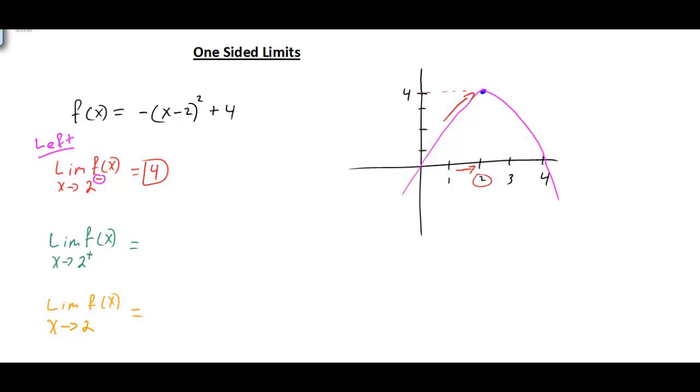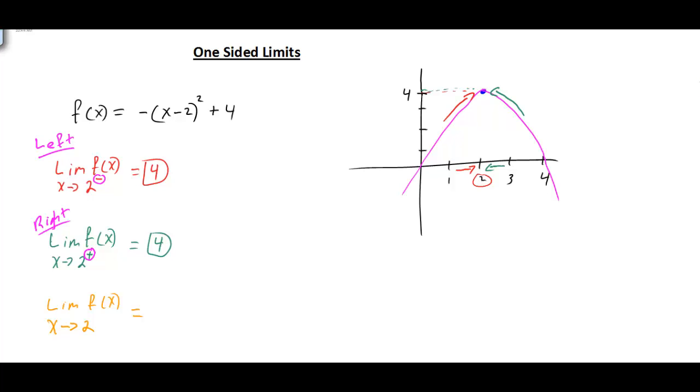Down here in green, we're looking at the limit of the function as x approaches 2, and this little plus sign here says we're looking at the limit from the right. So if we approach 2 from the right, that means we're looking to the right of 2. As we get closer and closer, once again, we're approaching 4.